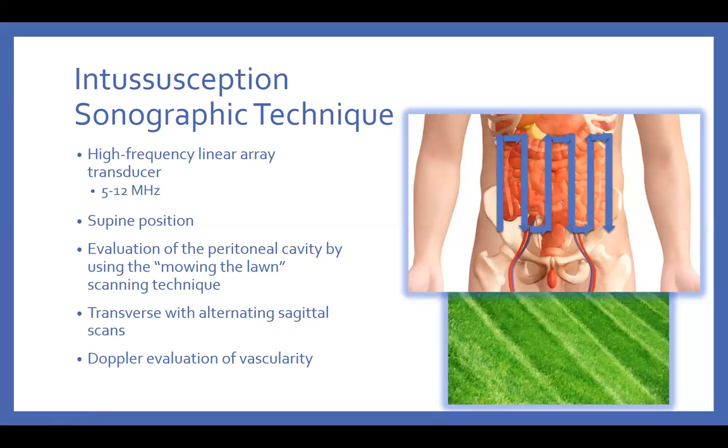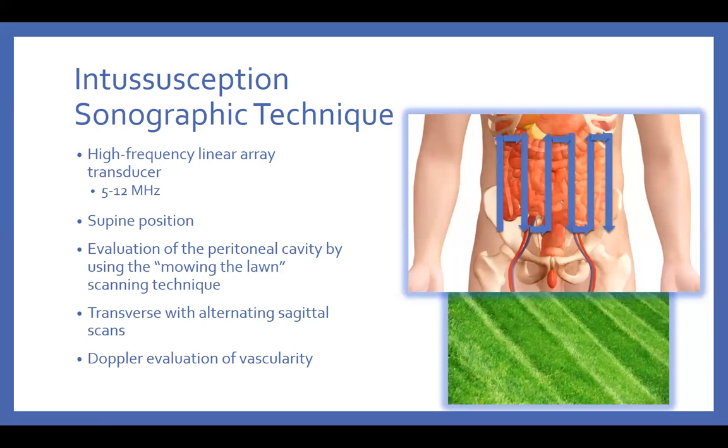And also the use of Doppler can be very helpful in determining the vascularity. That takes us back to the things we talked about before, because if there is a compromise of the blood supply or the drainage, that will lead to ischemia, that will lead to necrosis, perforation, and actually peritonitis.